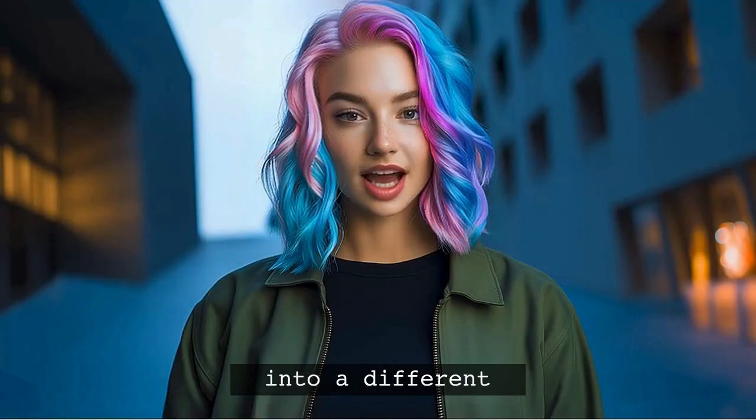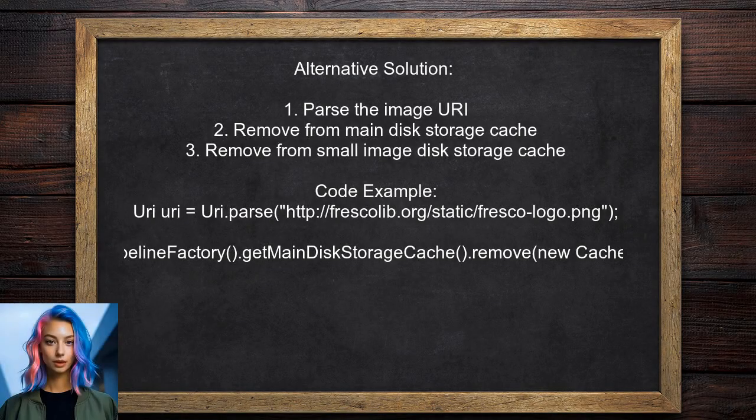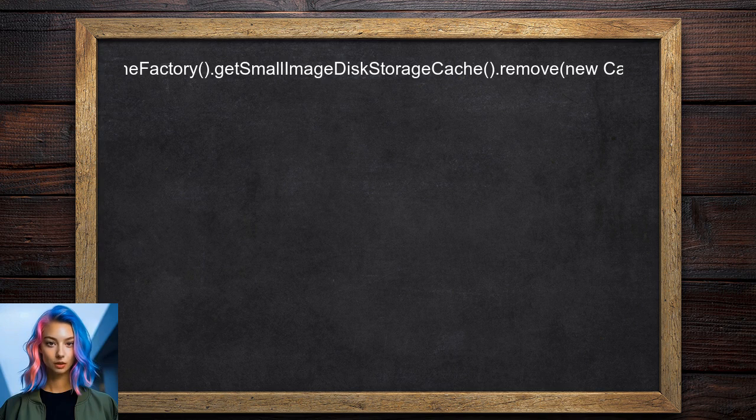Now, let's dive into a different answer from another user. An alternative solution provided by another user suggests removing the cached image using the main disk storage cache and the small image disk storage cache. They recommend parsing the URI of the image and then calling the remove method on both caches.